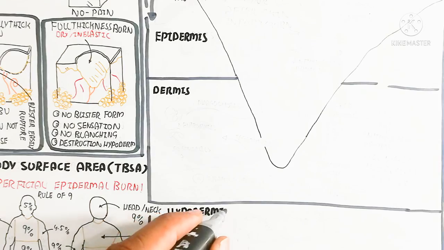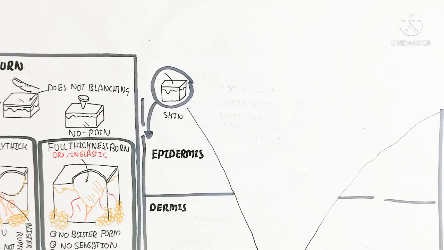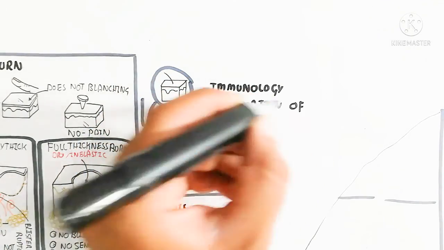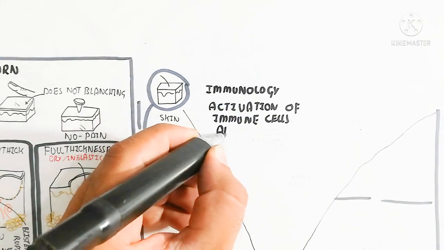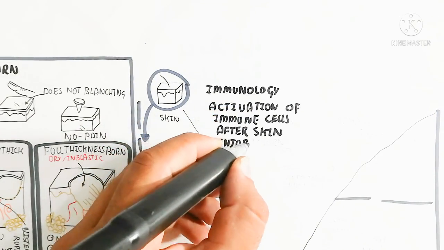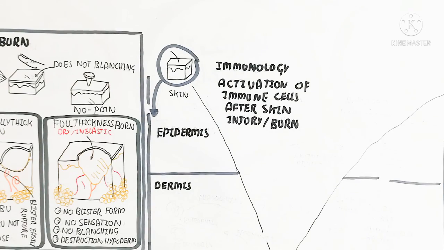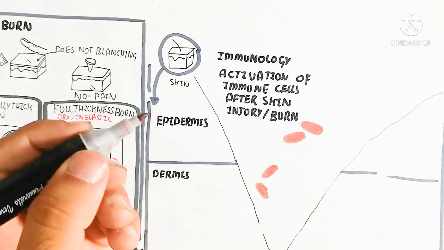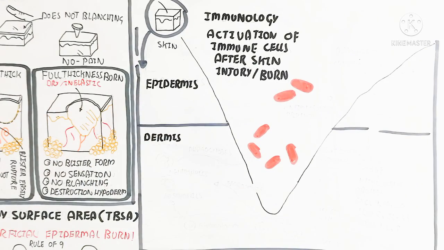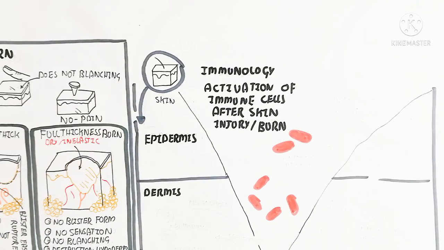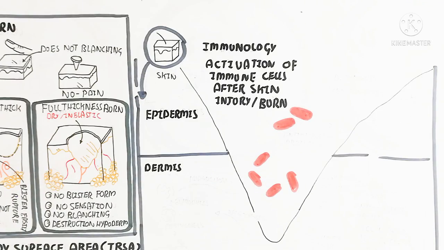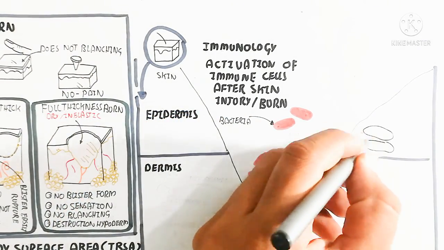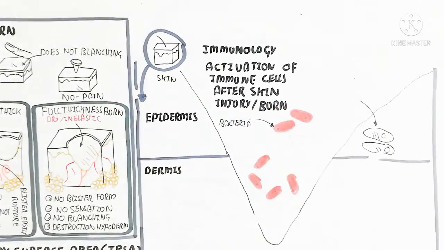So let's begin to understand the skin immunology during the activation of immune cells after skin injury and burn. After the injury and burn, the epidermis and dermis are involved when a deep burn occurs, including deep partial thickness burn and full thickness burn. After the blister ruptures, bacteria will move inside, because our skin contains many types of bacteria, pathogenic as well as non-pathogenic.